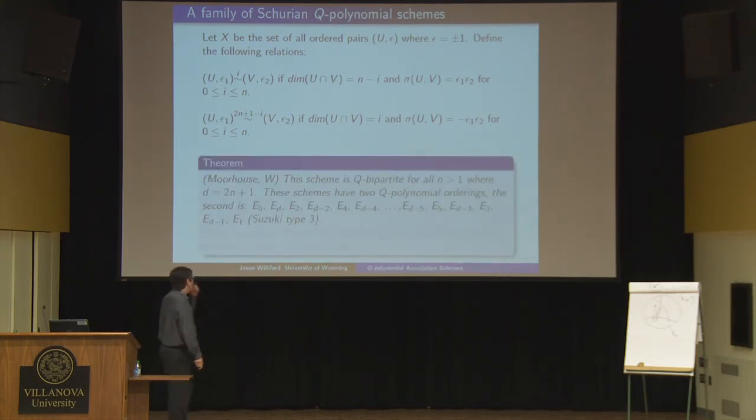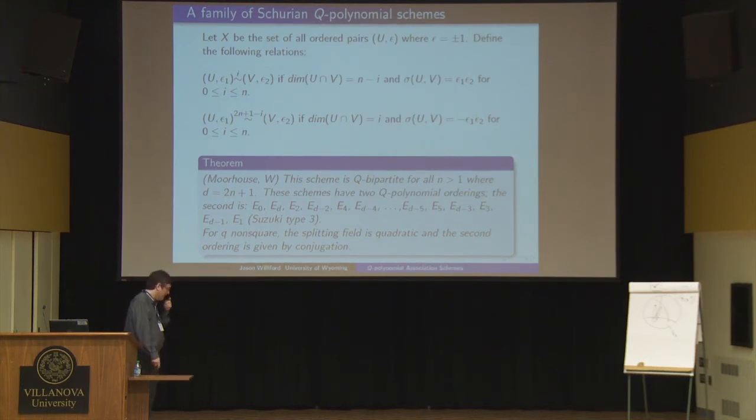And our new theorem is that this is actually a Q-bipartite scheme. It has 2 Q-polynomial orderings. Another thing that's interesting here is that for q non-square, the splitting field is quadratic. Now, the other families that I've mentioned, distance regular graphs that are Q-polynomial, if D is big enough, they have a rational splitting field. So we don't have unbounded D with an irrational splitting field. And the other example of an unbounded D, that bipartite double I mentioned, also has a rational splitting field. So this is the only example with unbounded D where the splitting field can be quadratic.